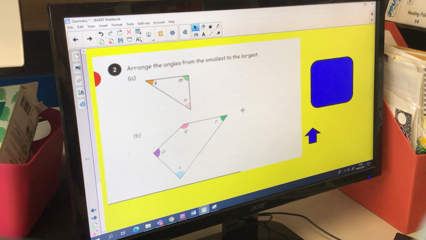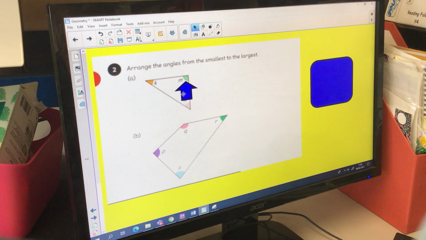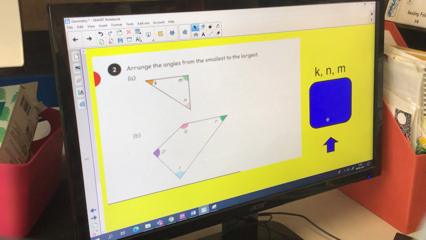Arrange the angles from smallest to largest. So again, you could use your right angle measurer. You could be thinking, oh, which one? Well, I know, looking at this first one, the largest must be this one here, yeah? And then these two look quite similar, but you've really got to think, which one is it? Is that one smaller? That one's making a smaller space between there. So I would put them in smallest first, which would be K, then N, then M, and I might list them like so.